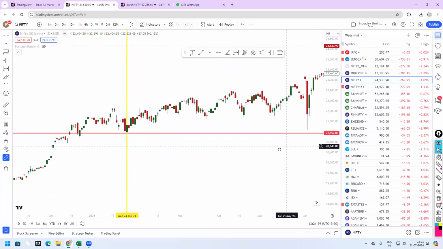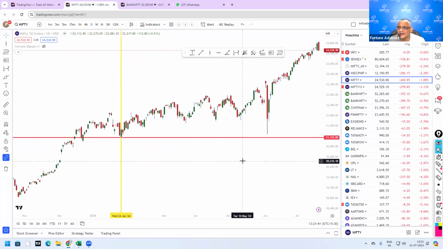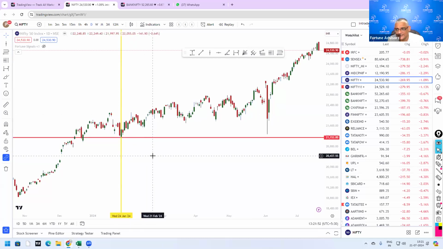Sir, please repeat. One day time frame. Yeah, daily boss. First mark the high and low in daily, then take the trade based on the 15 minutes fortune signal or your own 15 minutes system, and try to be with the trend. It is giving you a target. The target is 22,772 based on this. It will achieve.